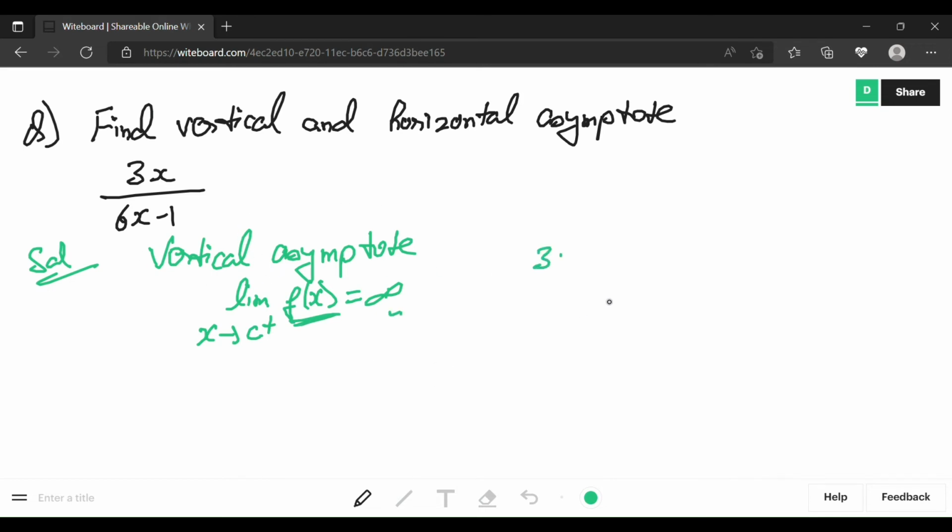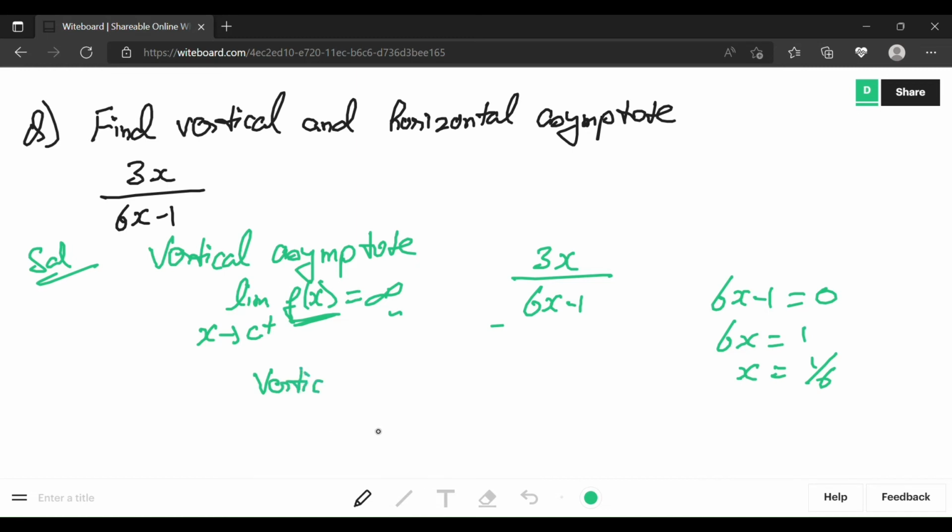So you can see that for this function 3x upon 6x minus 1, this will tend to infinity when 6x minus 1 is equal to 0. So that means if you solve it, x is 1 by 6. So x equal to 1 by 6 is the vertical asymptote.